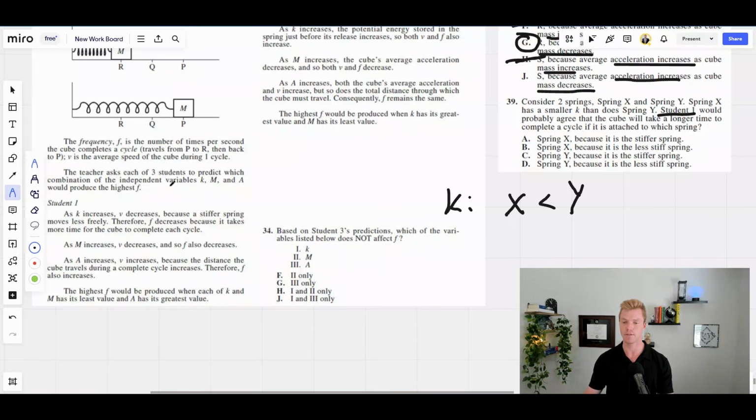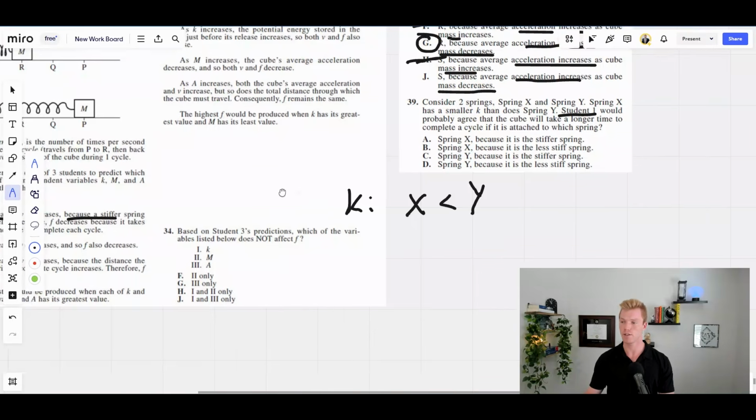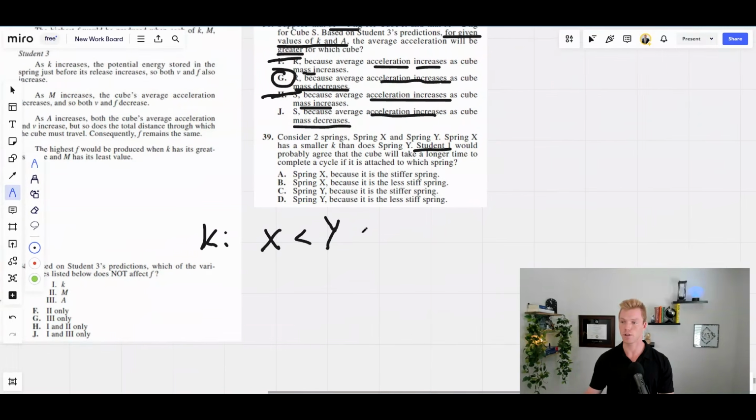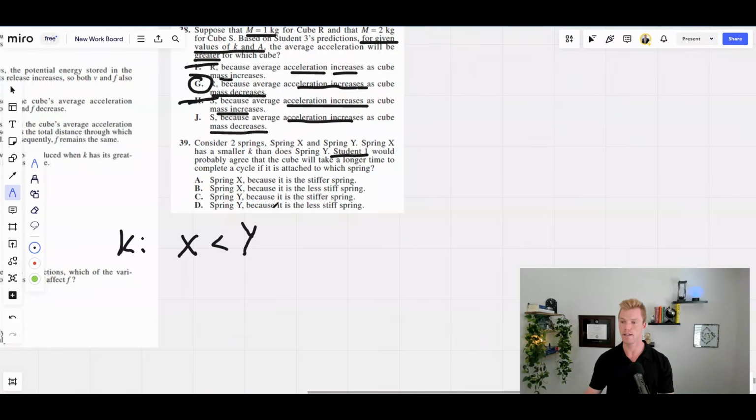And he says, or maybe it's a she, either way, as K increases, V decreases because a stiffer spring moves less freely. So if we didn't really know what K value was, in this case, we can just see K increases. That makes it a stiffer spring. So now we know that Y must be the stiffer spring because it has the larger K value. So Y is the less stiff spring? No, that's not true. X is the less stiff spring? That's true. X is the stiffer spring? That is not true. So again, very simple here to cross off 2 answer choices.